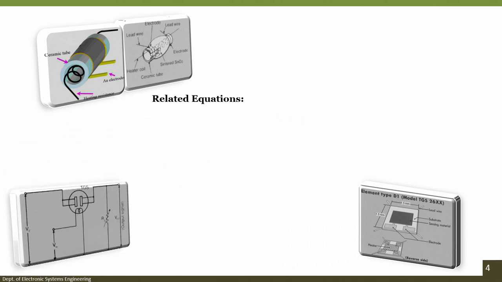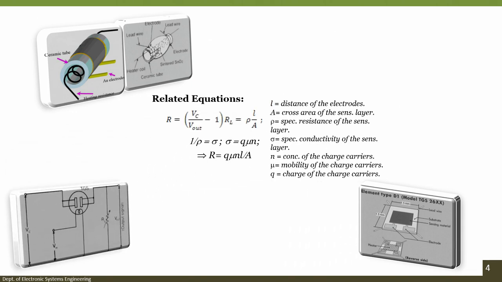If I go for the related equations, then this is how the equations are placed, where we have R equals to Vc by Vout minus 1 into RL equals to rho L by A. Rho L by A is nothing but the resistance, and rho is your resistivity, L is your length, and A is the cross sectional area. If you increase the length, the resistance will increase. If you decrease the area, resistance will increase. If you increase the resistivity, resistance will increase. If you decrease the resistivity, resistance will decrease.